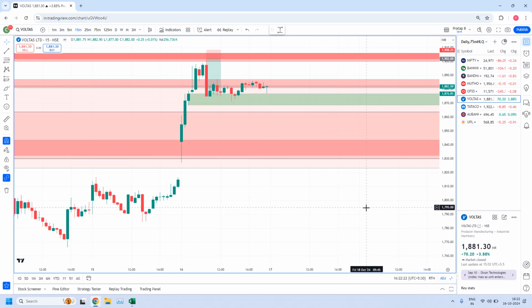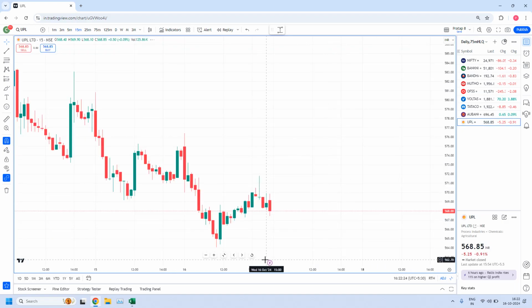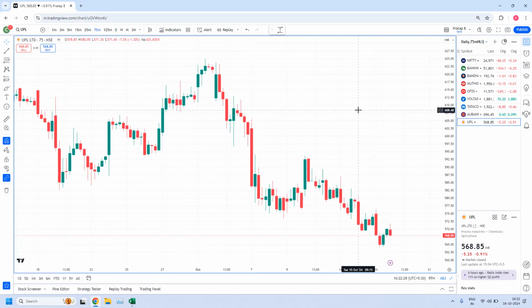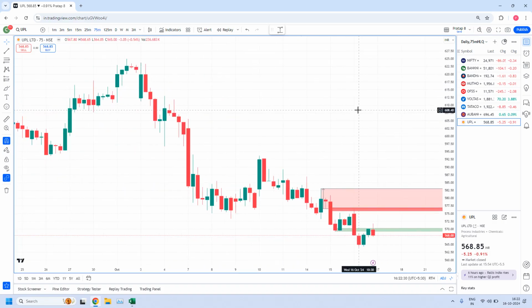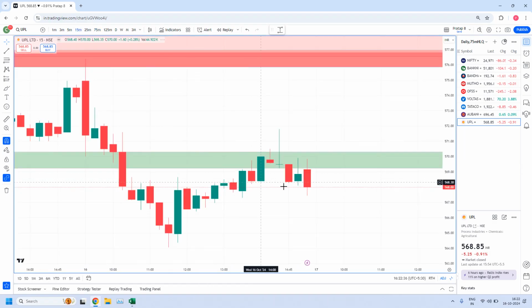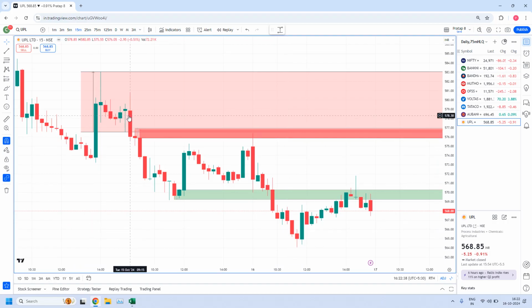And the next one is UPL. This is a 75 minutes high liquidity supply zone. We have a rally base drop. This is fine tuned with 15 minutes time frame. Here you have drop base drop, follow through candles are there, just overlapped at the proximal line.